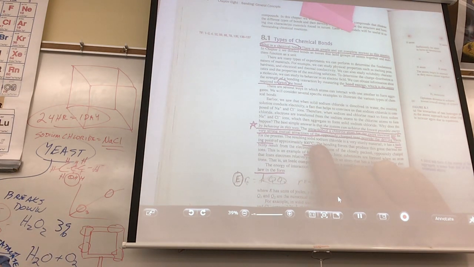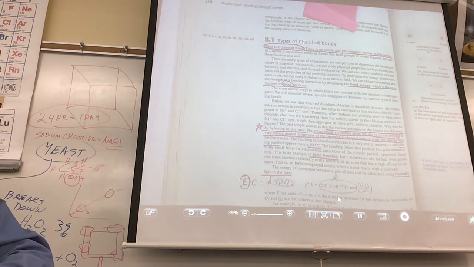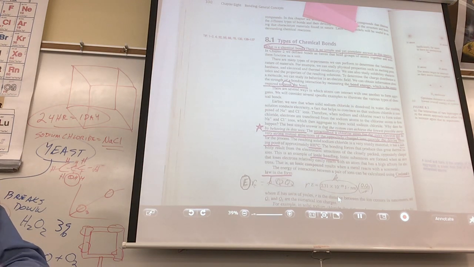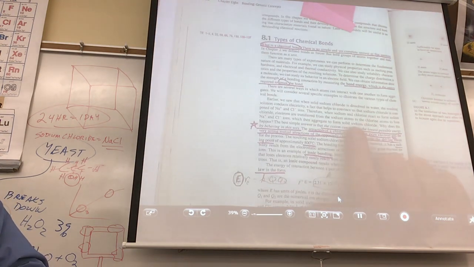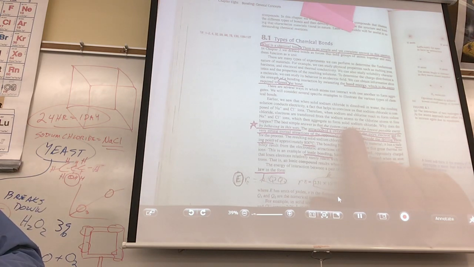Earlier we saw that when sodium chloride is dissolved in water, the resultant solution conducts electricity, a fact that helps convince us that sodium chloride is actually composed of ions. Therefore, when sodium and chlorine react to form sodium chloride, electrons are transferred from the sodium to the chlorine to form these ions, which aggregate and form solid sodium chloride. Now here's a big question.